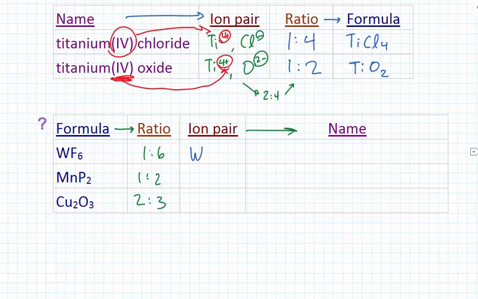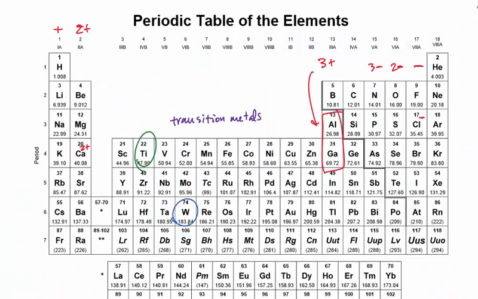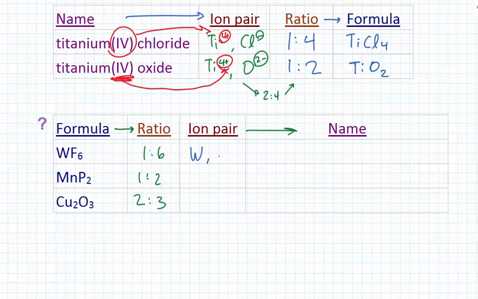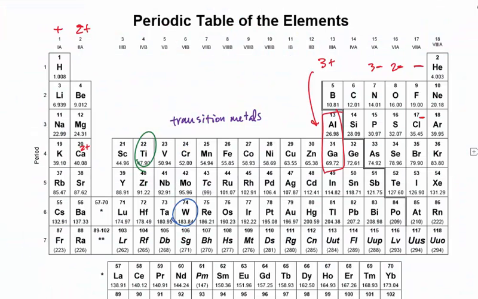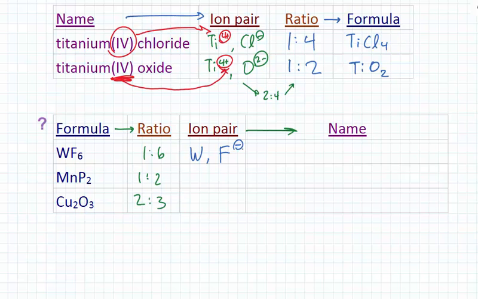Tungsten, again, is a transition metal. It's right here, so I don't know what its charge is right away anyway. I'm going to leave it blank. F, we do know what F's charge is, straight from the periodic table. F has a minus charge when it's in an ion, so we can write that. So now I'm going to say I have F minus. I have 6 of them. There's 6 in the ratio. That makes 6 minus charges in the formula.